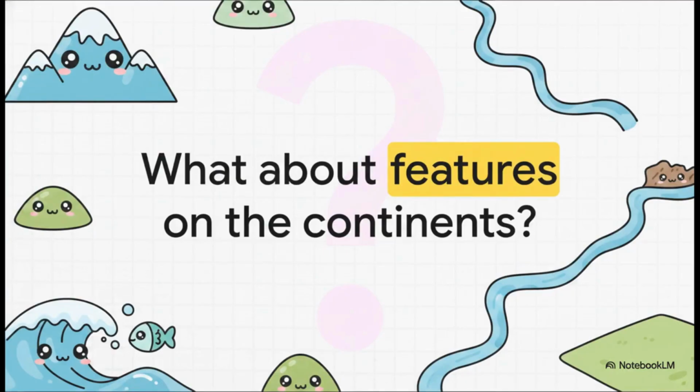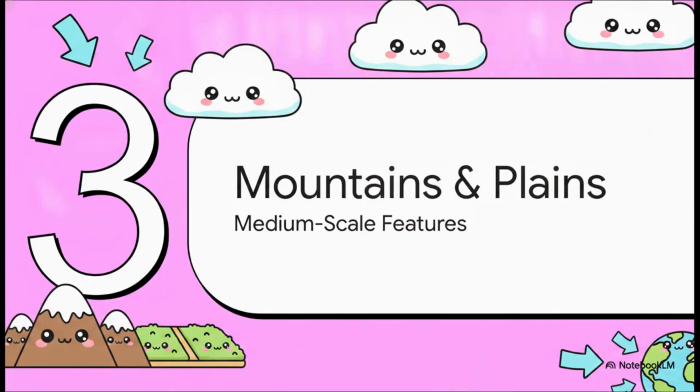We've got the macro view down, the giant oceans, the massive continents. But land isn't just totally flat and featureless, is it? What gives the continents their texture, their bumps, and their grooves? Section 3. Mountains, plateaus, and plains, medium-scale features.